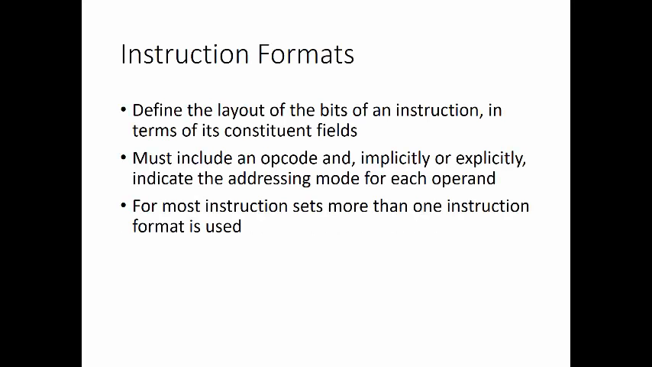So an instruction format defines the layout of the bits of an instruction in terms of its constituent fields. An instruction format needs to include an opcode and, implicitly or explicitly, 0 or more operands. Sometimes you don't have an operand, sometimes you have multiple. Each explicit operand is referenced using one of the addressing modes that we talked about in the previous slides. The format needs to indicate the addressing mode of each operand, and for most instruction sets more than one format is actually used.